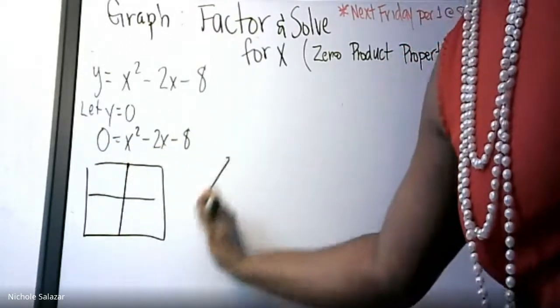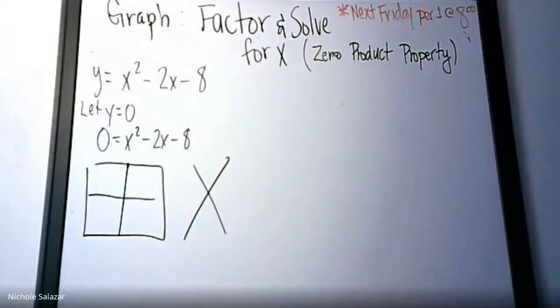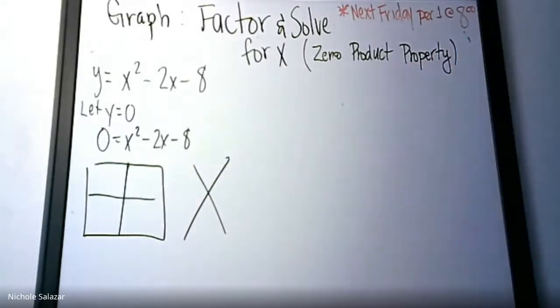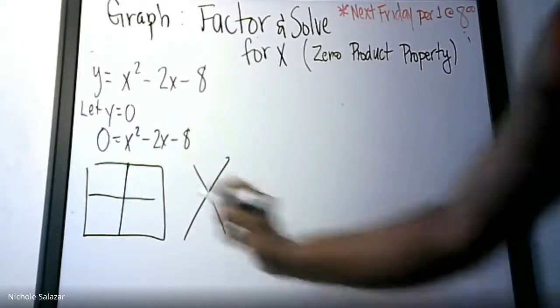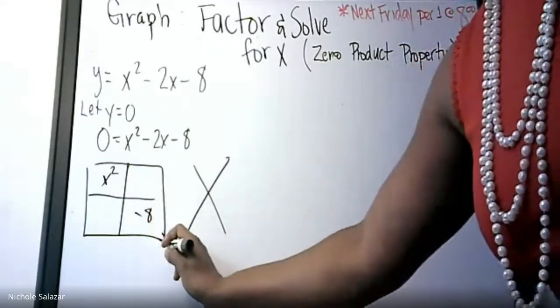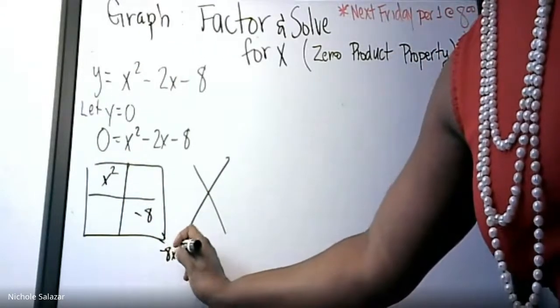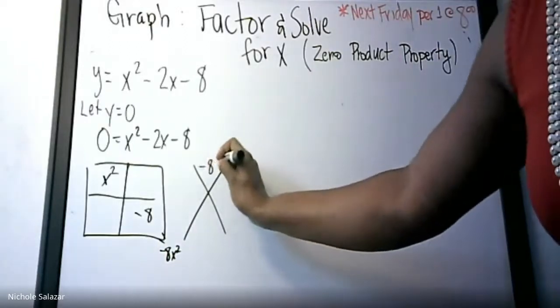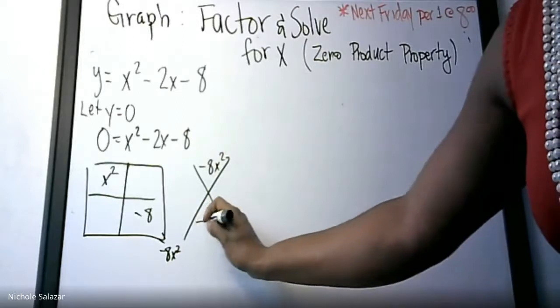Does anyone remember what goes in the corners? We put x squared and negative 8. And we'll multiply that. Negative 8x squared. That goes on the top of the diamond. And on the bottom of the diamond, we write negative 2x.